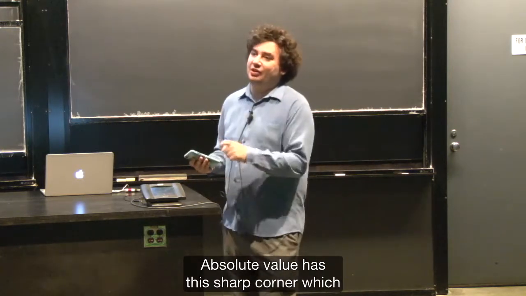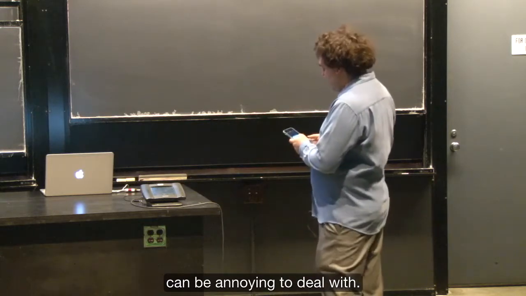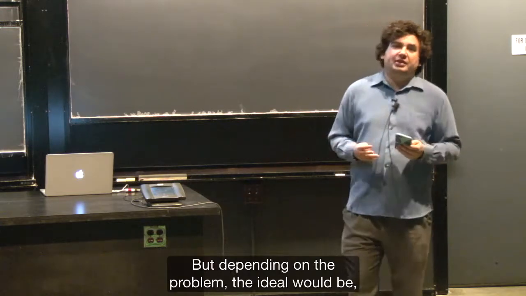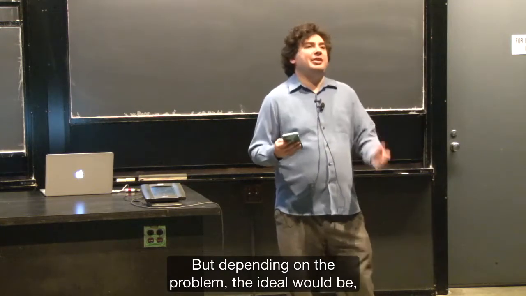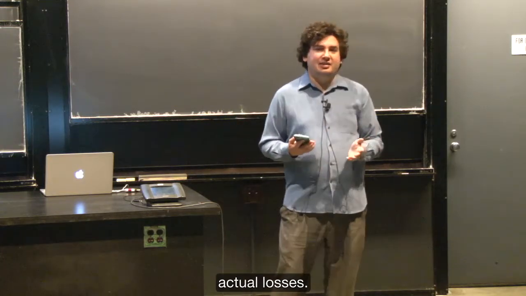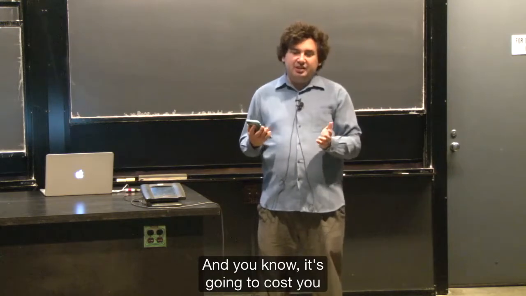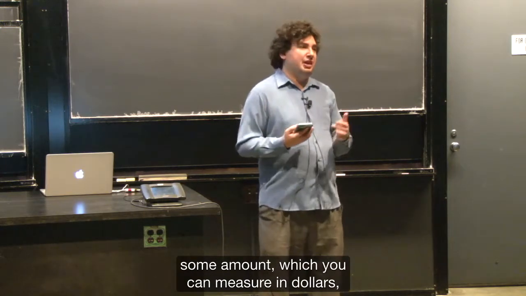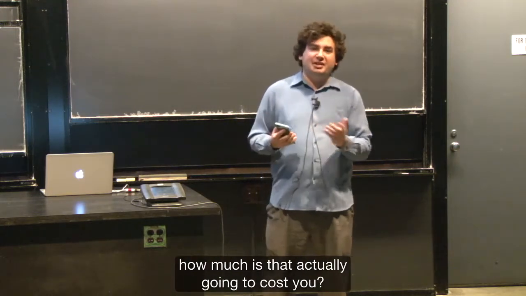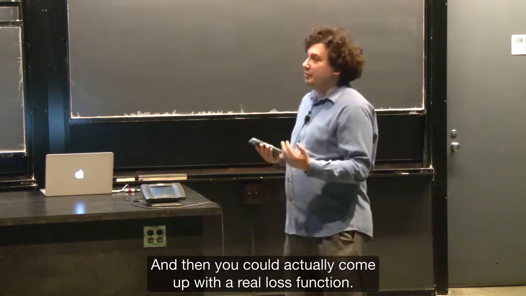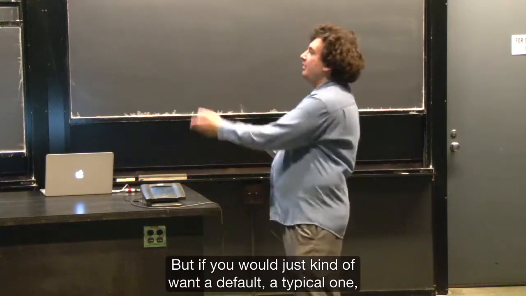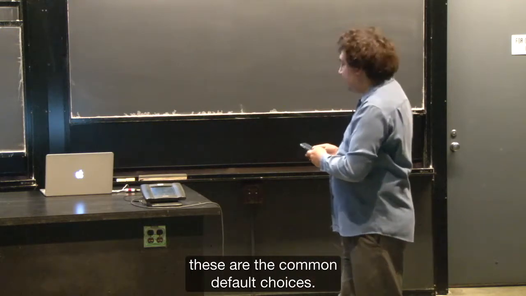Absolute value has this sharp corner, which can be annoying to deal with. These are the two most famous loss functions, but depending on the problem, the ideal would not be that you use one of these two. The ideal would be that your loss function represents actual losses, something you could measure in dollars. If you're off by this amount, how much is it actually going to cost you? Then you could come up with a real loss function. But if you just want a default, typical one, these are the common default choices.